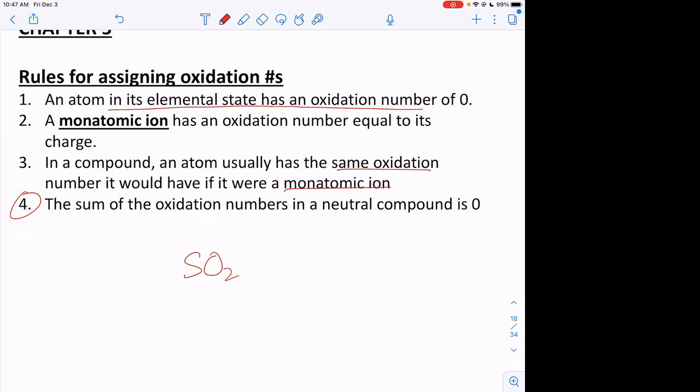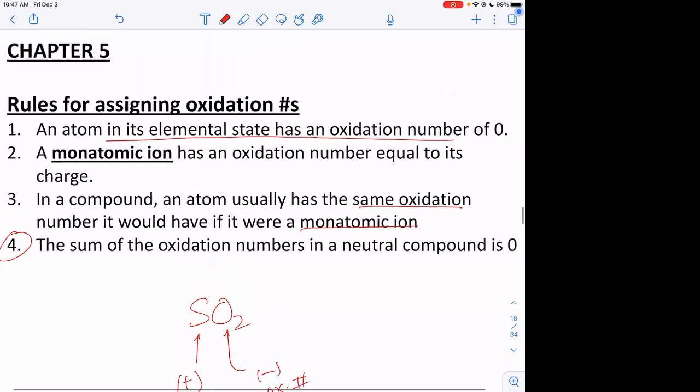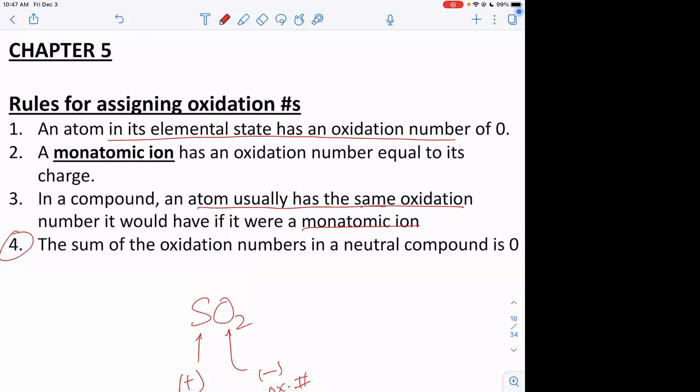I'm going to go with what I know first. The first element that is written will usually have the positive oxidation number. The second element is going to have the negative oxidation number, just like when writing an ionic compound, you always put the cation first, anion second. So here, I know oxygen is always going to be a -2. What does the rule say? In a compound, an atom usually has the same oxidation number it would have if it were an ion. And oxygen is very predictable. You're not going to see it do weird stuff. So I'm going to assign it a -2.